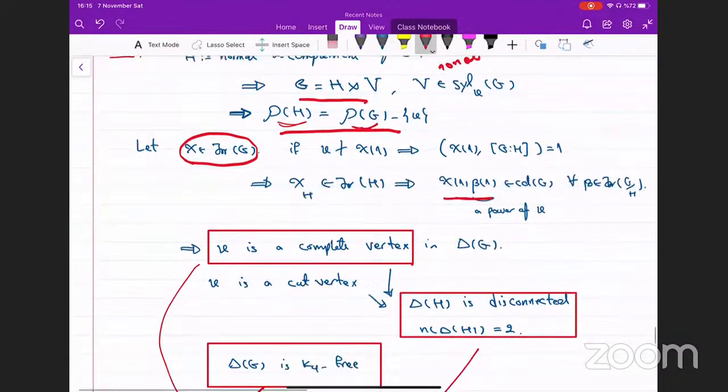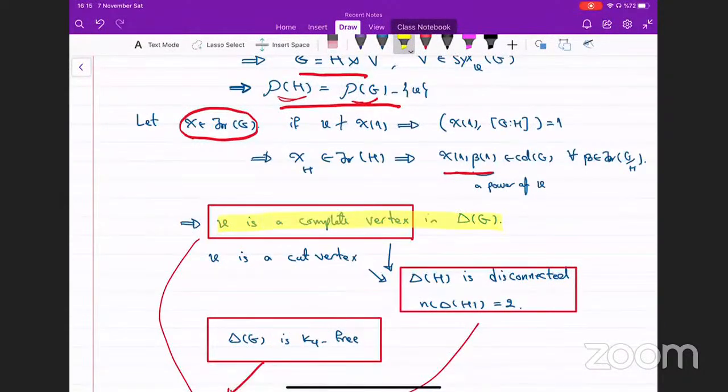So what does it mean? V is a complete vertex in our graph. What do I mean by complete vertex? It is connected to every other vertex of your graph. At the same time, this was a cut vertex. So when I consider these results, rho H equals rho G minus V, V is a cut vertex, and V is connected to every other vertex of delta G, I conclude that delta H is a disconnected graph, and it has two connected components because we are working with the solvable case.